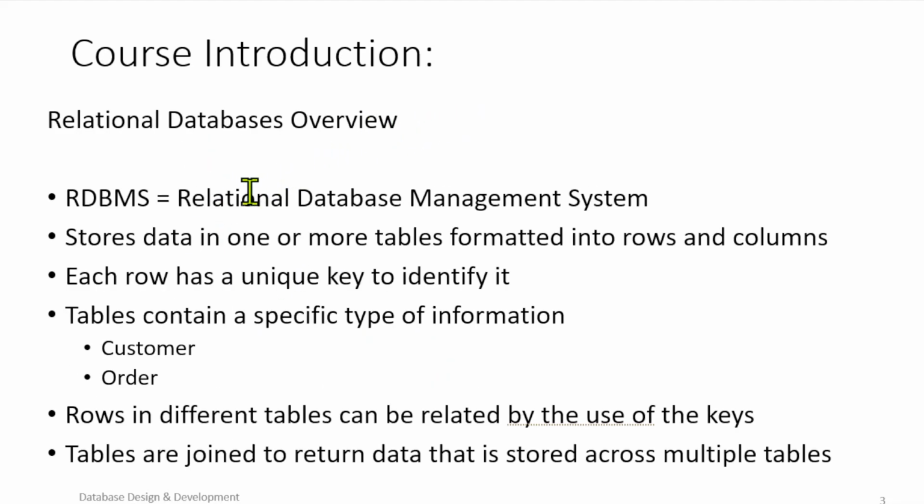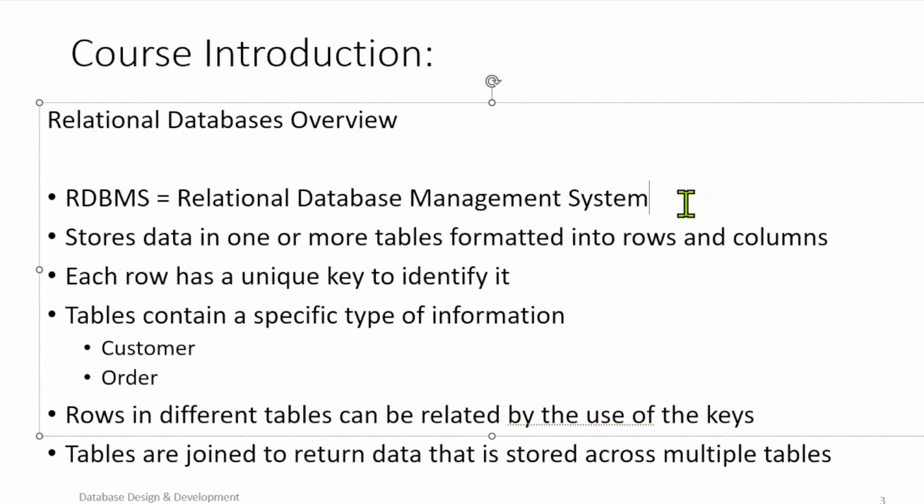Relational databases overview. Remember, relational databases or the RDBMS, that's Relational Database Management System. That's your SQL Server, your Oracle, your Teradata, your MySQL. They are not databases. They are relational database management systems, so RDBMSs. They store data in tables formatted in rows and columns. Each row has a unique key to identify it. We call that the primary key. Tables contain specific types of information, usually, like a customer table, an order table. Rows in different tables can be related by the use of keys. So that's where your primary and your foreign keys connect. And tables are joined, and the returned data is stored across multiple tables.